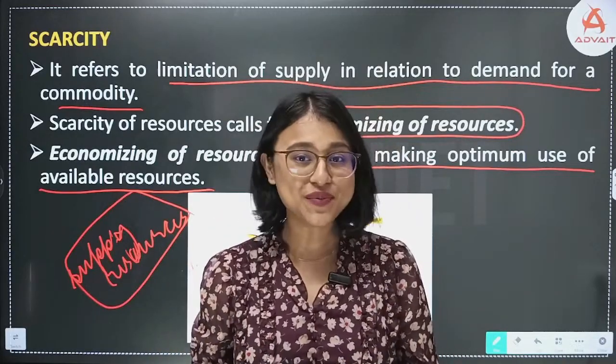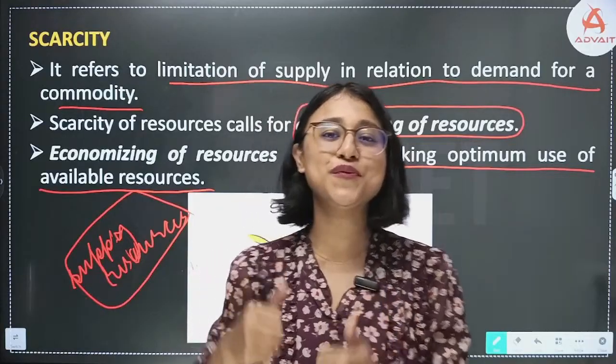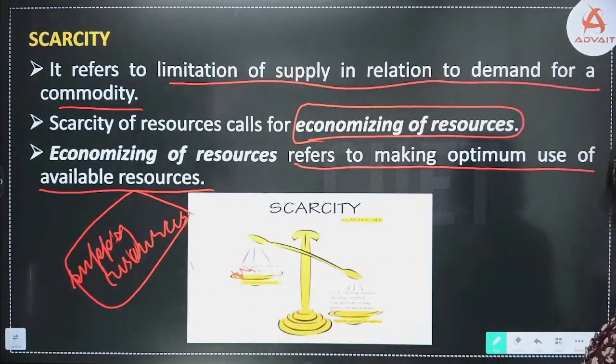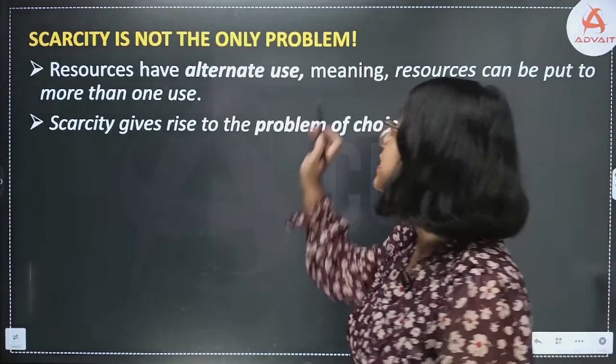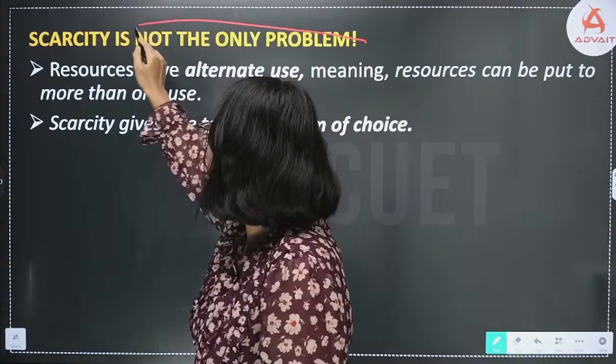I hope this much is clear with you. Let's move to the next slide. Okay. But in economics, scarcity is not the only problem.